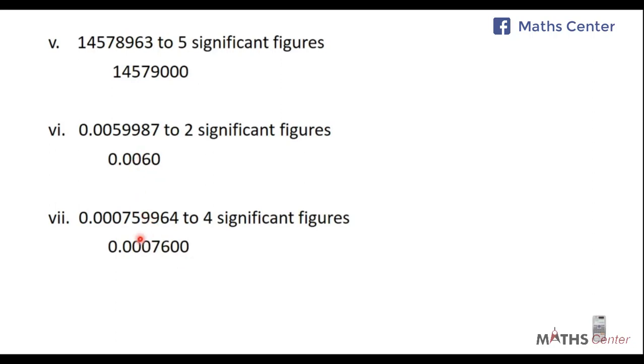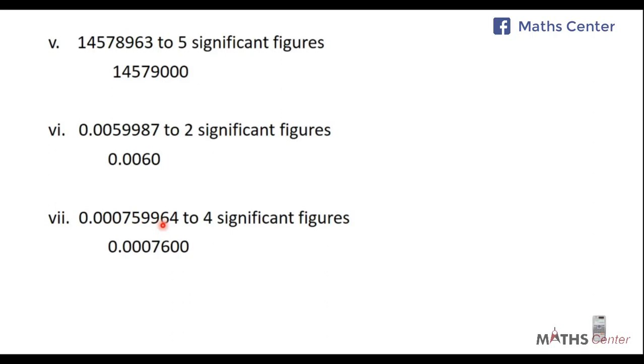Let's look at another example. You are supposed to correct the number 0.000759964 to 4 significant figures. So you look for the 4th significant figure in this number. Here, 7 will be our first significant figure, 5 will be our second, 9 will be our third, then the other 9 will be our 4th significant figure. The number in front of that 9 is 6.